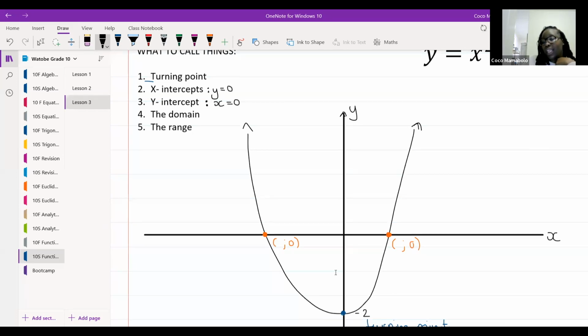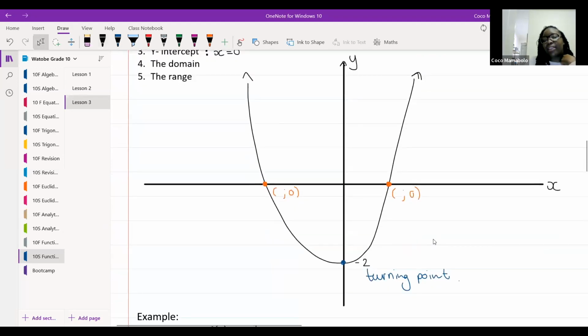And funny enough, when we make x 0, it's going to give us our turning point. Not all the time, only in grade 10, because when we get to grade 11, our turning point is going to shift. So at the moment in grade 10, our turning point is going to be our y-intercept.